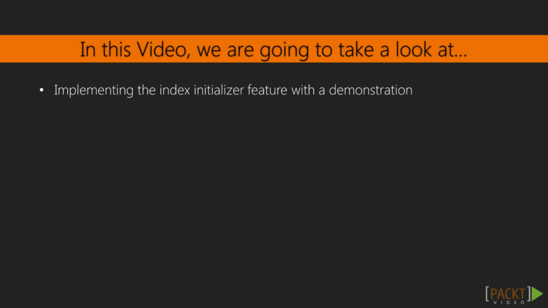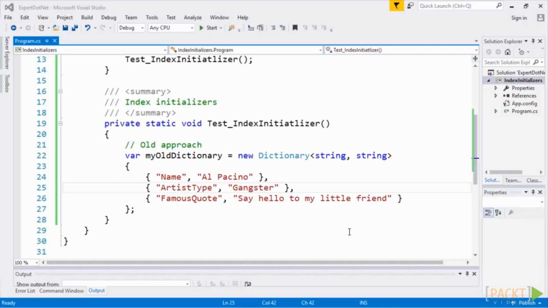In this video, we're going to move on to index initializers and learn about what that is. So let's go ahead and start a demonstration. You're probably familiar with object initializers that permit you to assign values to fields or properties of an object. Well, index initializers extend object initializers so that you can now initialize not only members, but also the indices of the new objects. So let's take a dictionary object, for example, and show the old approach and then the new.